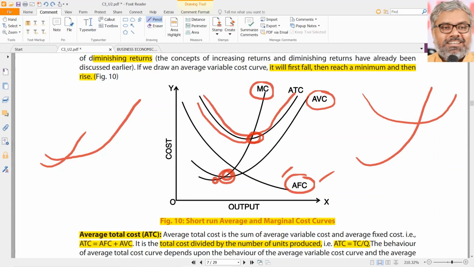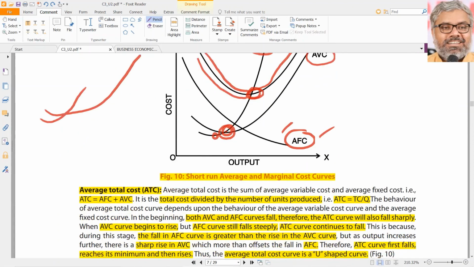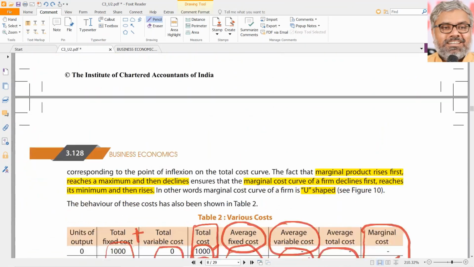But initially, when the average cost decreases, why is it decreasing? Average variable cost particularly has more impact on the average total cost after the average total cost has reached its minimum. Before the average total cost has reached its minimum, average fixed cost has more impact on average total cost. So, why is it decreasing first and increasing later? The reason is the same. That is the law of variable proportions or diminishing returns.